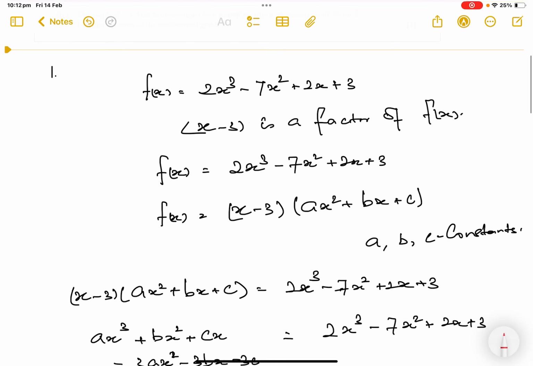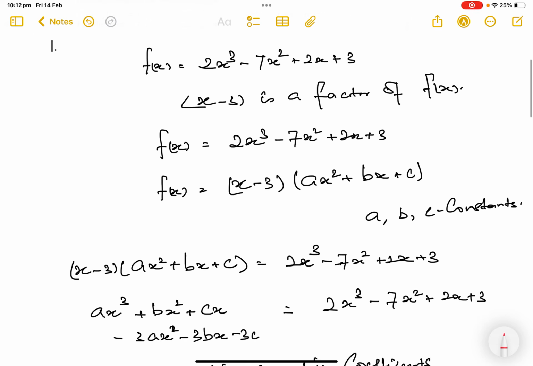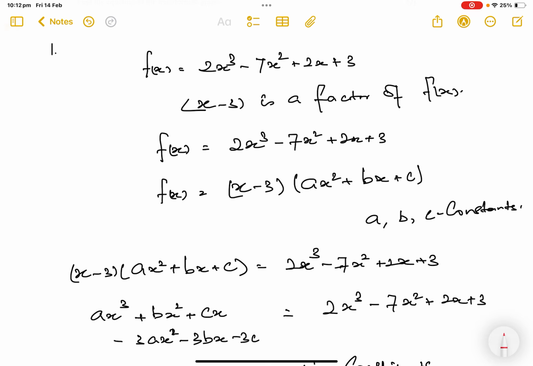f(x) = 2x³ − 7x² + 2x + 3. x − 3 is a factor, so it's a linear factor. The actual function is a cubic function, so the linear factor and the rest is quadratic. So f(x) can be (x − 3) times (ax² + bx + c). That's a quadratic function in standard form. a, b, c are constants.